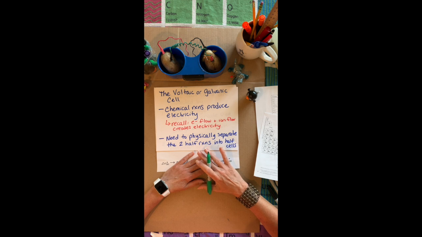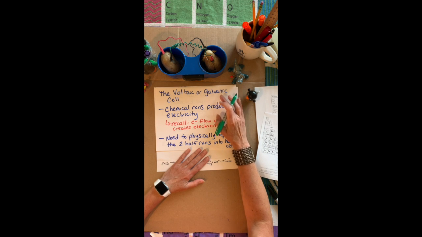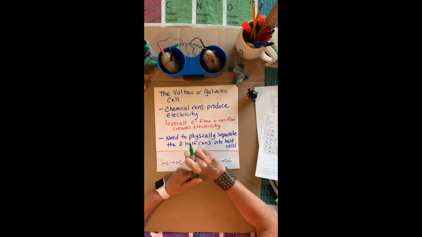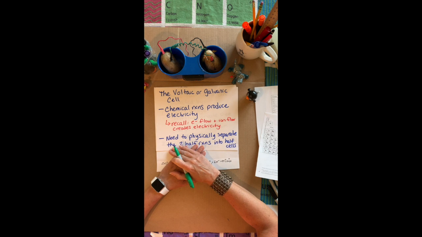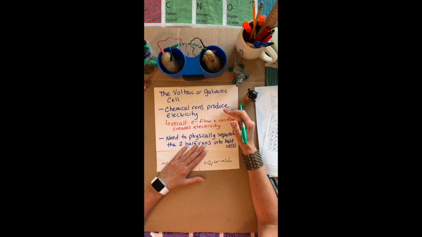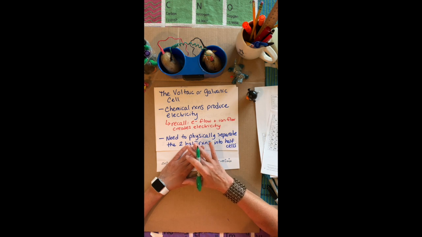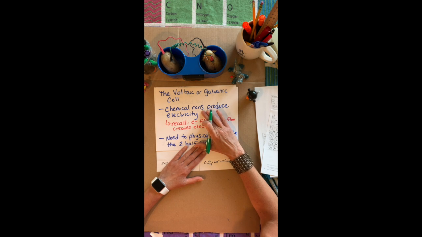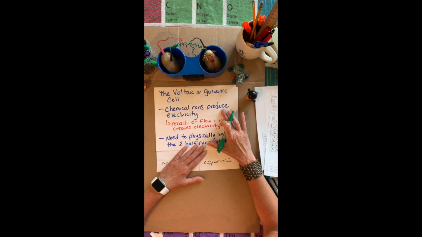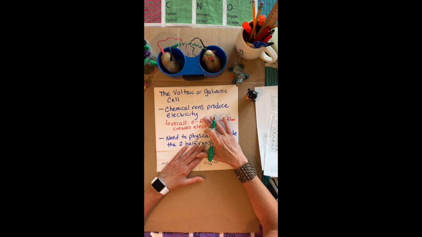The voltaic or galvanic cell is one type of electrochemical cell that you will be learning about in this unit. The next type of electrochemical cell is called an electrolytic cell. You will learn about that in our next lesson. So, voltaic or galvanic cells are really, really amazing. Why? Because they have chemical reactions, specifically redox reactions, that can produce electricity.